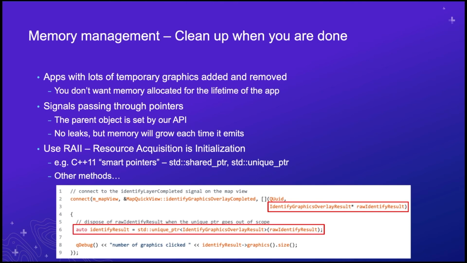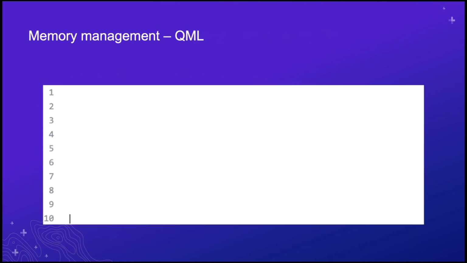So what we'll do is use a unique pointer, we'll wrap the result in a unique pointer, and when this lambda block returns, the IdentifyGraphicsOverlayResult will be deleted as well. So that was C++ memory management. Let's take a look at how you manage memory in QML.